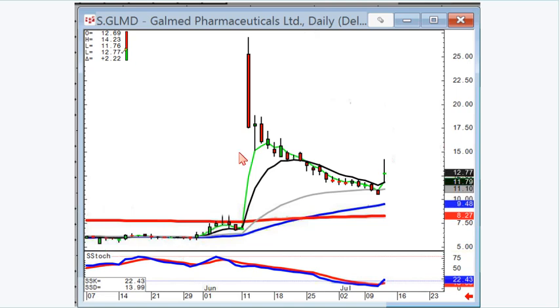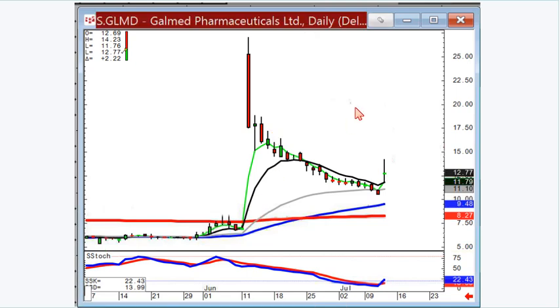The green line is the 3T line, 3 exponential moving average, 3 EMA. Okay, what else do we got?